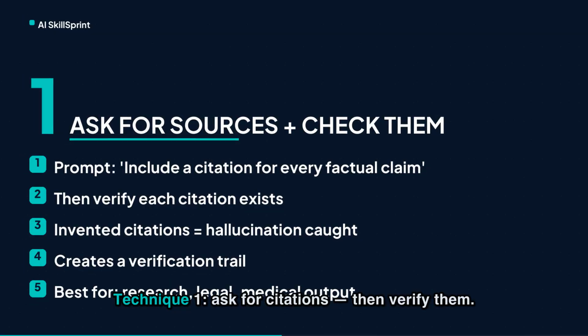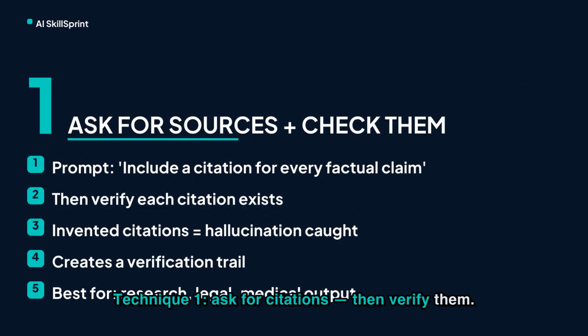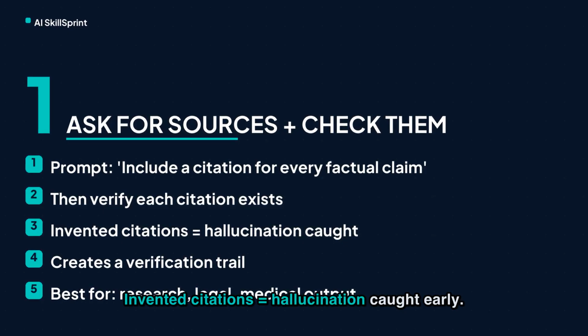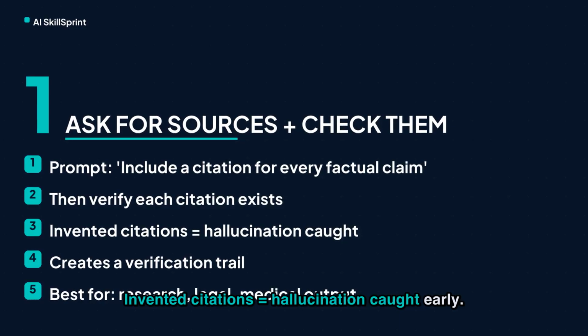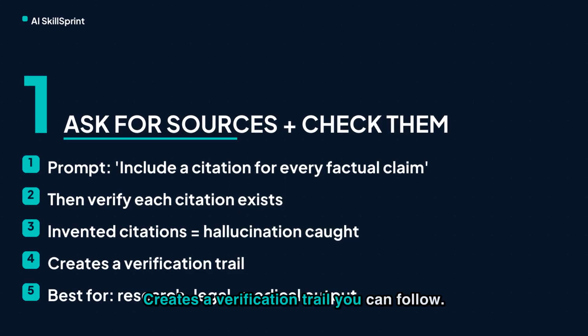Here are 5 techniques that actually reduce hallucination. Technique 1. Ask for sources and check them. Tell the model, for every factual claim, include a citation. Then actually verify each citation. If the model can't find a real source, it'll often admit uncertainty when explicitly asked to cite, or it'll make up a citation, which you can then catch. This doesn't eliminate hallucination, but it creates a verification trail you can follow.